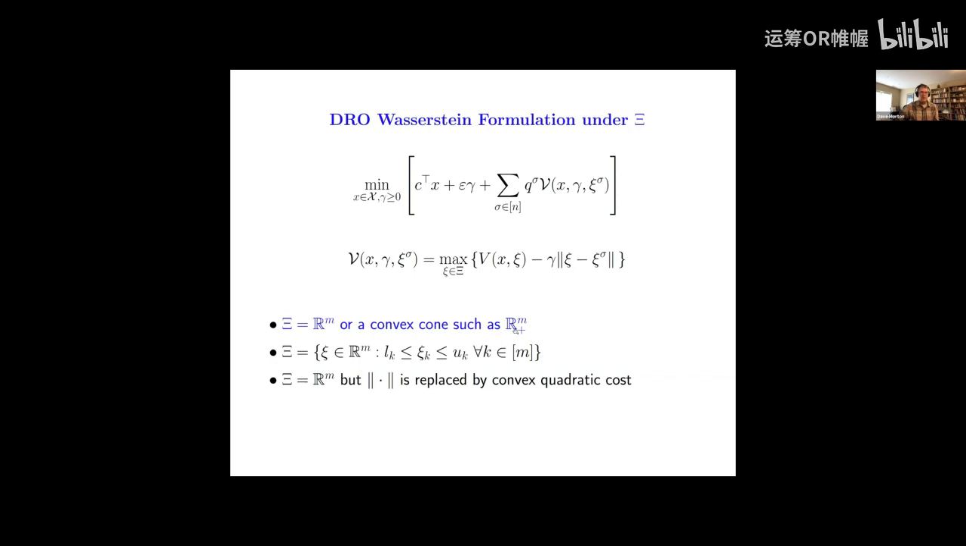If I had a log normal distribution, at least nominally, I would be in the positive orthant, or I could have some other convex cone. And so we're going to look at that case first, where we have this unbounded support. And then we're going to look at box constraints on Xi. And then we're going to change this norm here for how we penalize how costly it is for nature to move the point of support.